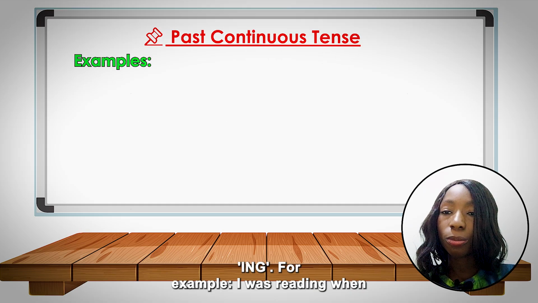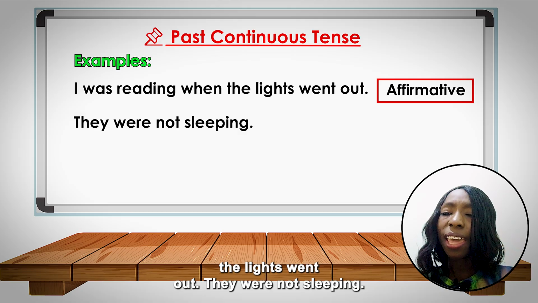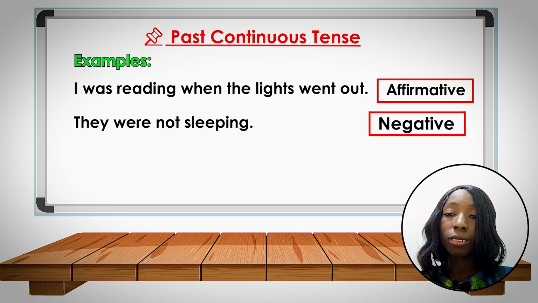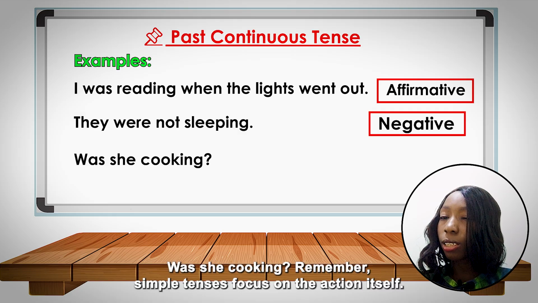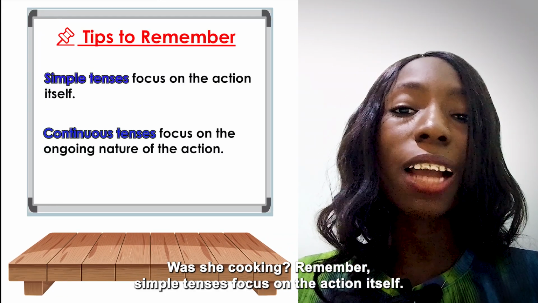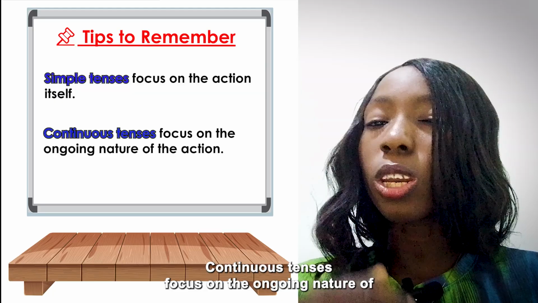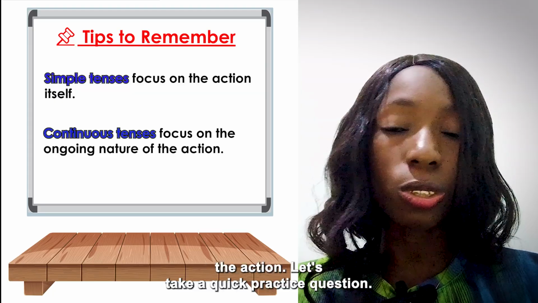For example, I was reading when the lights went off. They were not sleeping. Was she cooking? Remember, simple tenses focus on the action itself. Continuous tenses focus on the ongoing nature of the action.